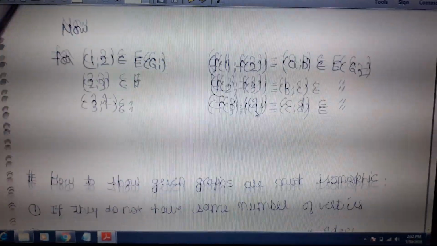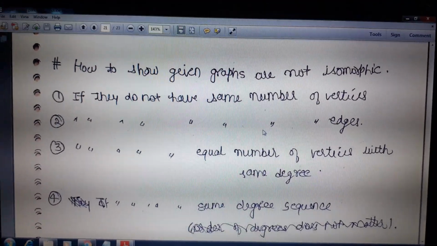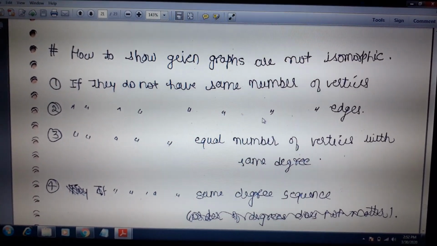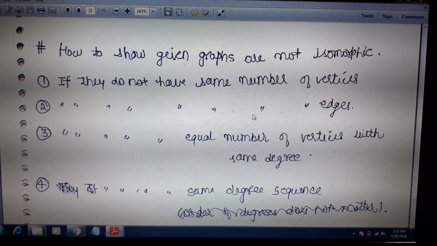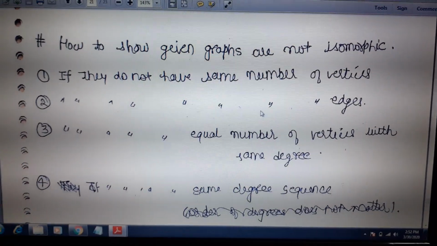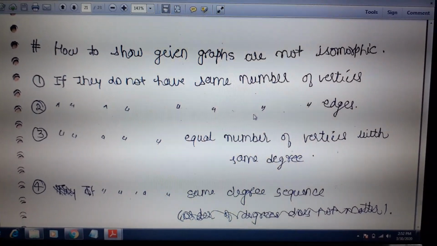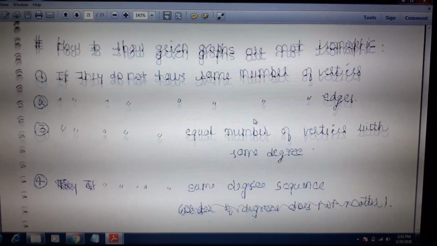If you have to show that the graphs are not isomorphic, you can check if they do not have the same number of vertices, if they do not have the same number of edges, if they do not have an equal number of vertices with the same degree, or they do not have the same degree sequence. Then the graphs are not isomorphic. But there are cases when all the conditions are satisfied, and still the graphs are not isomorphic.